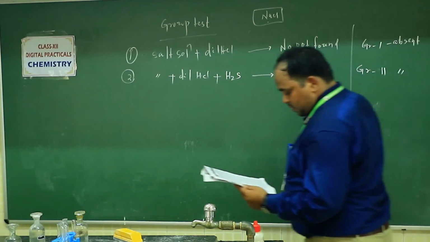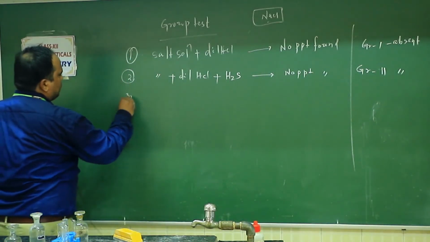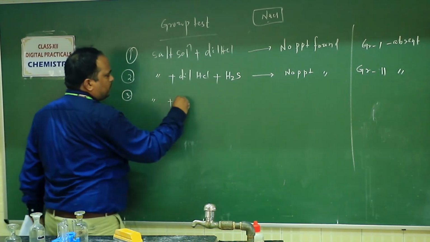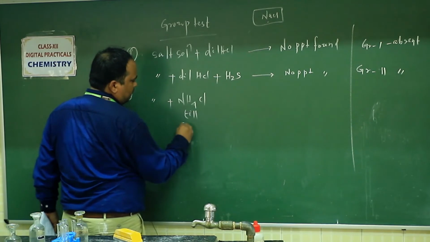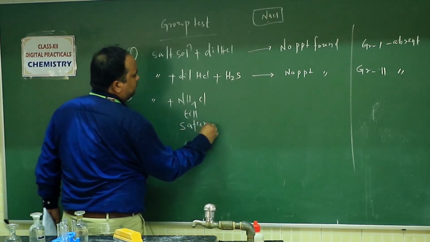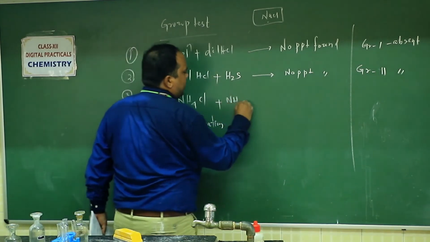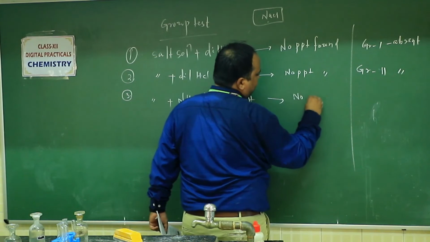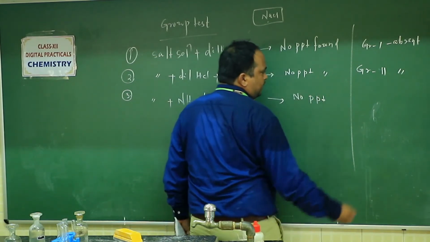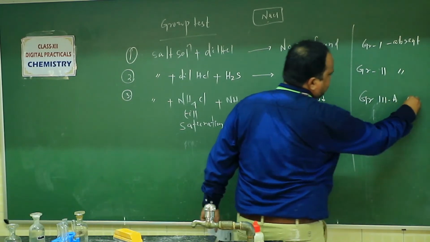Then you will go for the third one, salt solution. You add ammonium chloride till saturation, then add ammonium hydroxide. Here also you will not get any precipitate. That means group 3A absent.